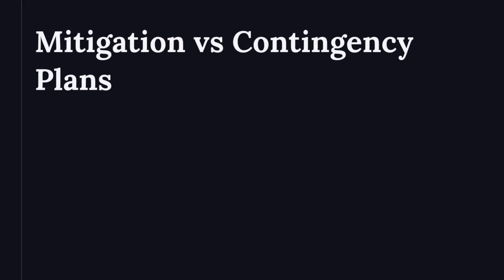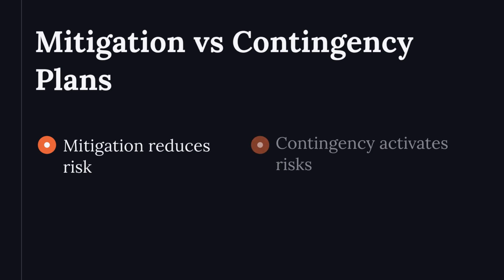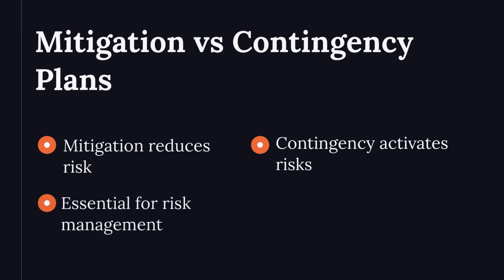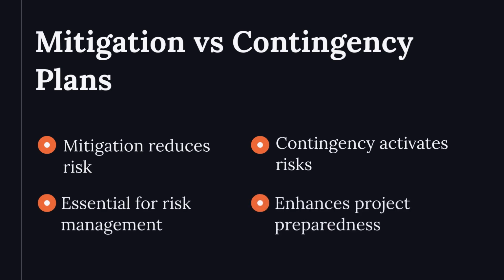Mitigation and contingency plans differ in timing. Mitigation reduces risk likelihood before it occurs. Contingency plans activate after risks materialize. Both are essential for comprehensive risk management. Understanding their roles enhances project preparedness.